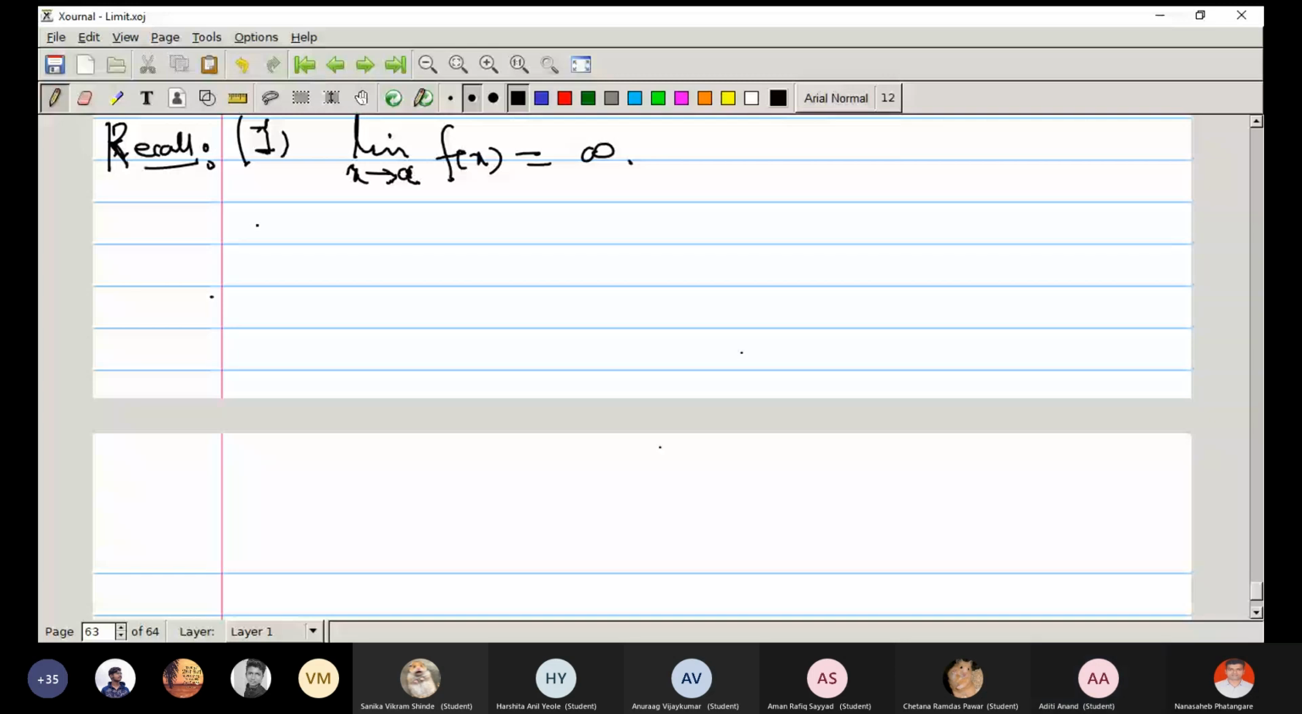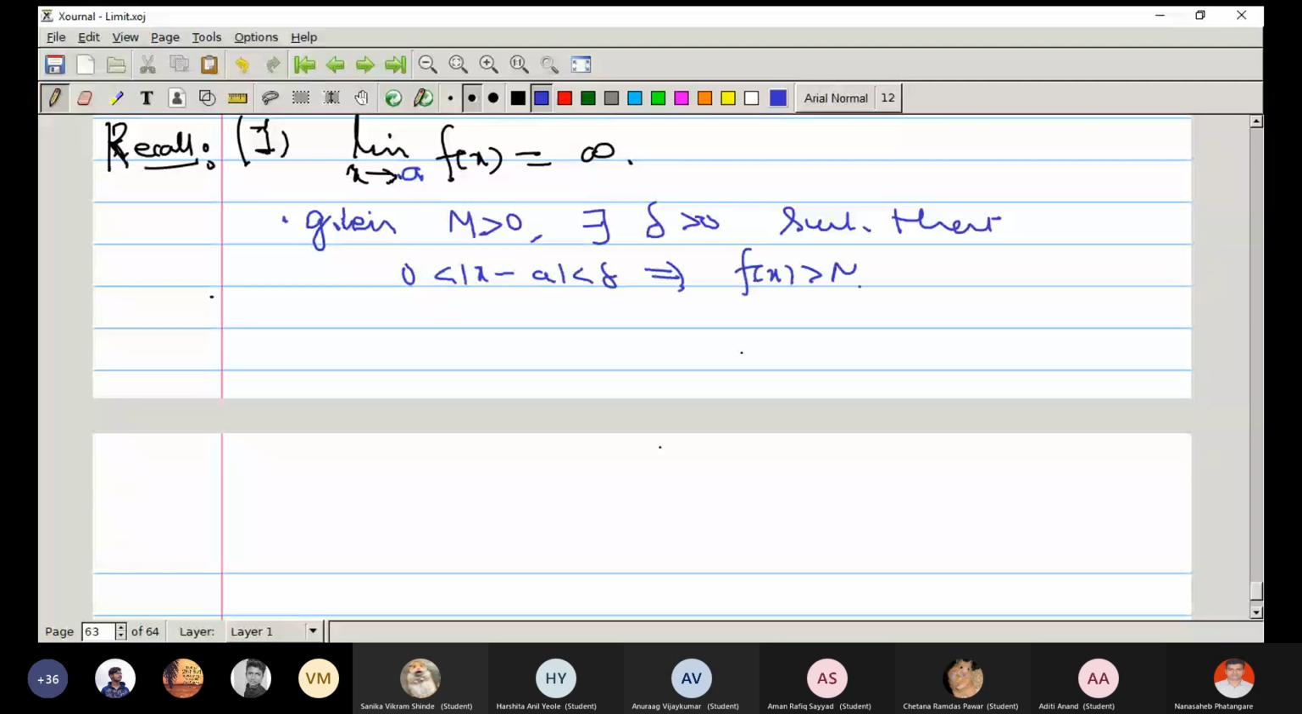So what does limit x tends to a, f of x equal to infinity mean? It means given M, there exists delta such that whenever the distance of x from a is less than delta, then f of x is greater than M. So this is what we discussed last time.